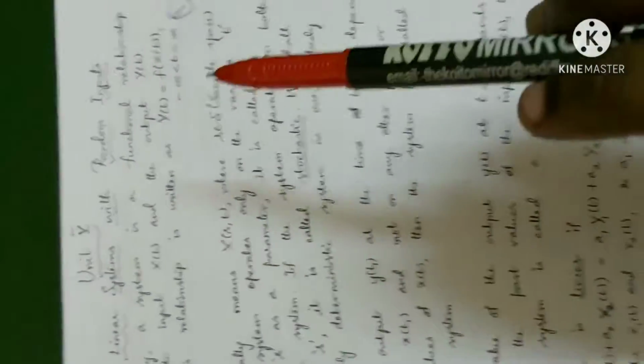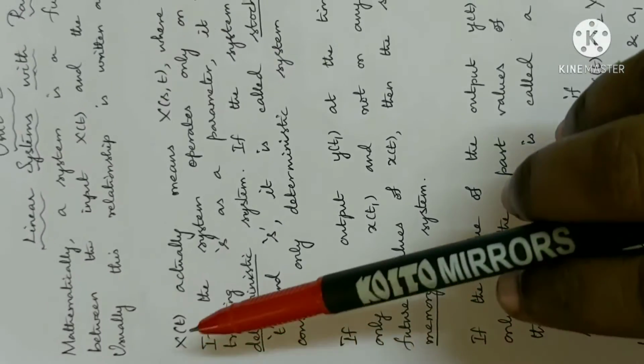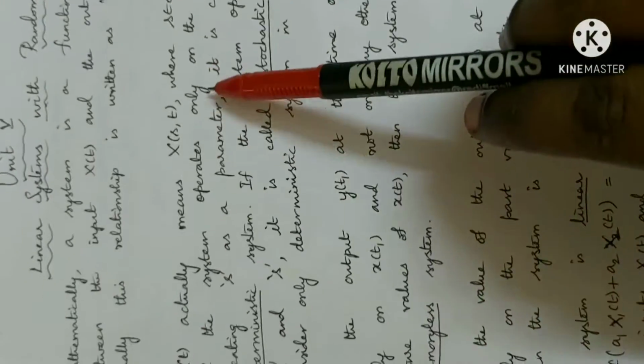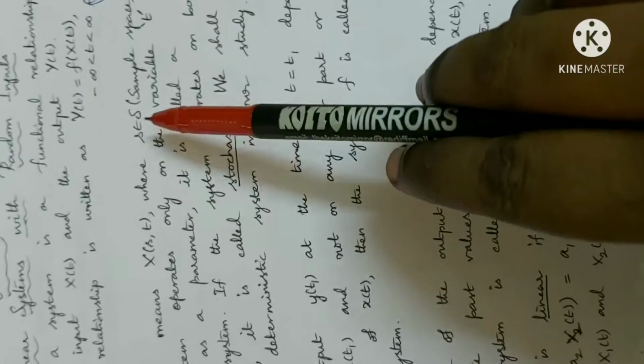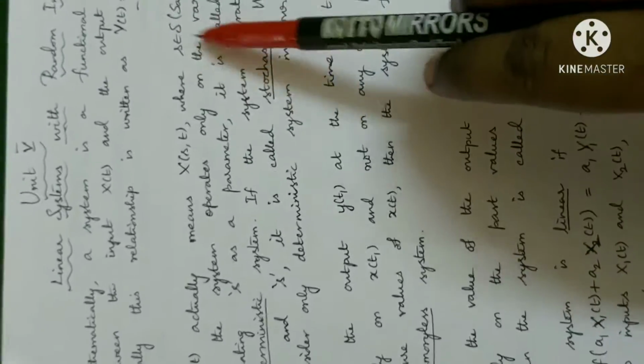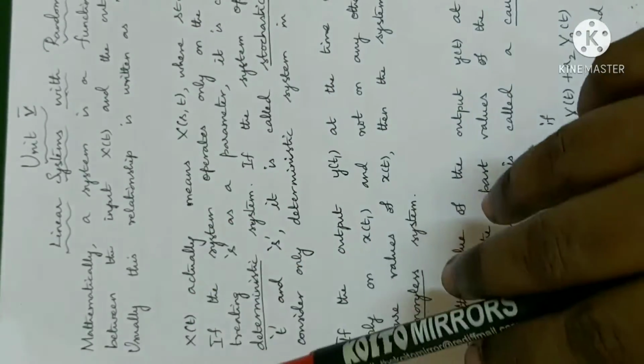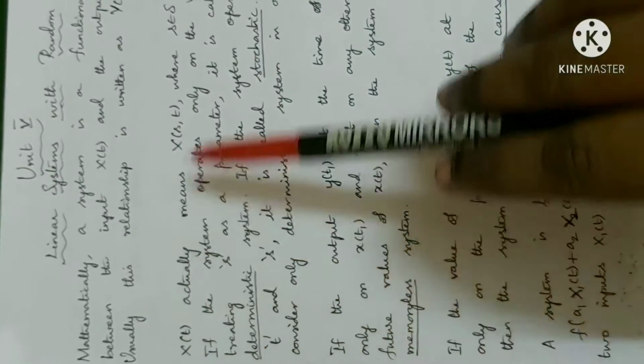You know x of t means x of s comma t. We simply say x of t. S belongs to capital S, the sample space, which we know. From the third unit, random processes, we are studying this.